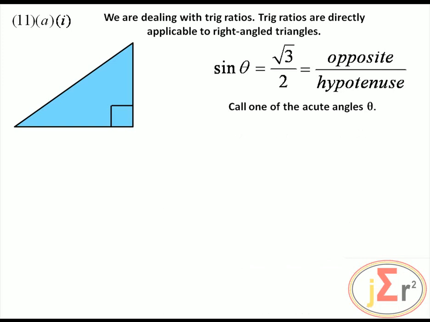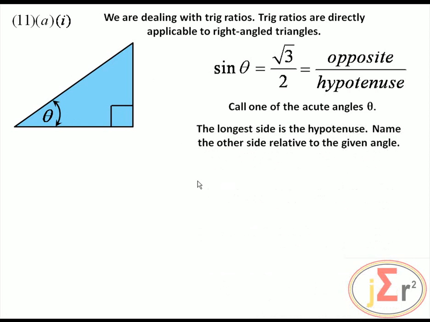So call one of the acute angles theta. We call that one theta. So that is the one whose sine is square root of 3 over 2. That means the side opposite to this angle is square root of 3 and the hypotenuse is 2. So the longest side is the hypotenuse. Name the other side relative to the given angle. So that is the hypotenuse relative to the given angle. The other side that we have there, this one is opposite to the angle, because we need opposite, because we are talking about sine, which is opposite over hypotenuse.